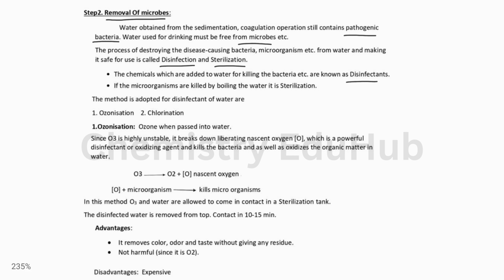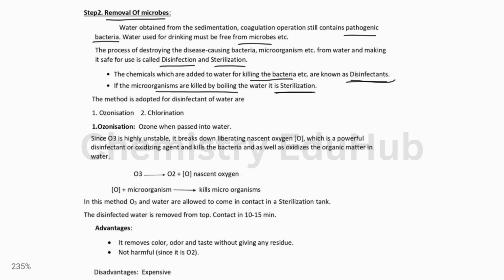Disinfection is when the water is treated with chemicals that can kill the bacteria. So the substances that have the ability to kill the bacteria are called disinfectants. This is a chemical treatment. The second is sterilization, which is simple. That is, when the water is boiled, the microorganisms get killed because of the heat, because they cannot sustain that hotness. Such a process is the sterilization process.